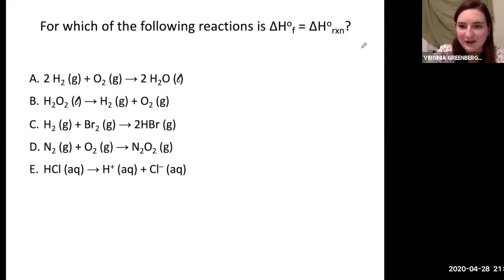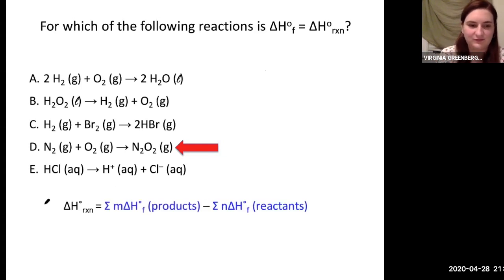Okay, good work on that question. Let's go ahead and look at what the correct answer is. Correct answer ends up being D. And if you were able to figure that out on your own, awesome. So let's go ahead and talk about why D is the right answer. So here we have our products minus reactants rule.